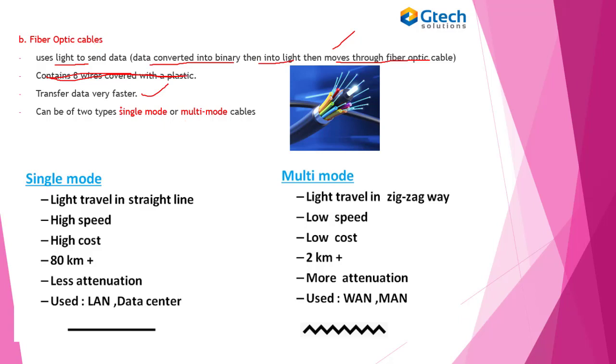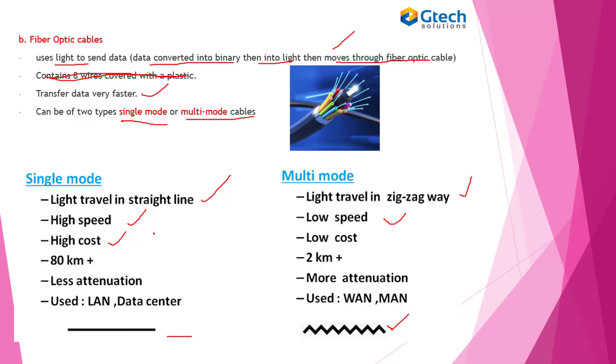Fiber optic cables can be of two modes, single mode and multi-mode cables. In single mode, light travels in a straight line, as you can see here. But in multi-mode, light travels in a zigzag. Single mode has high speed because a straight line travels very fast. But multi-mode has low speed because of the zigzag. It will have to cover a long distance of zigzagging. Then single mode is of high cost. Good things come with high prices.